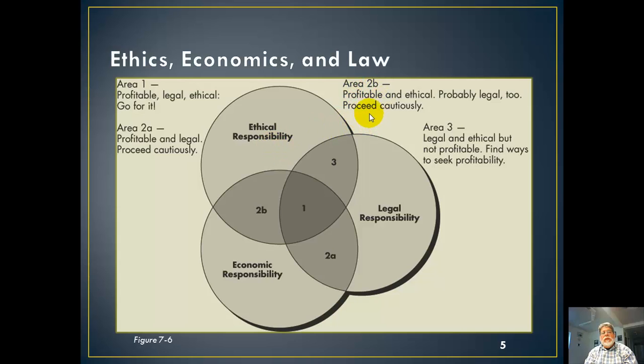Area 3 says that it's legal and ethical, but not profitable. Of course, the organization sees that and says, okay, it's not against the law and it's ethical, but there's no money in it. Why do we want to do it? And it says here to find ways to seek profitability. Well, I can tell you that organizations, if they don't see money, they are not going there. But anyway, this is a good way to consider this. This is a good diagram to memorize.